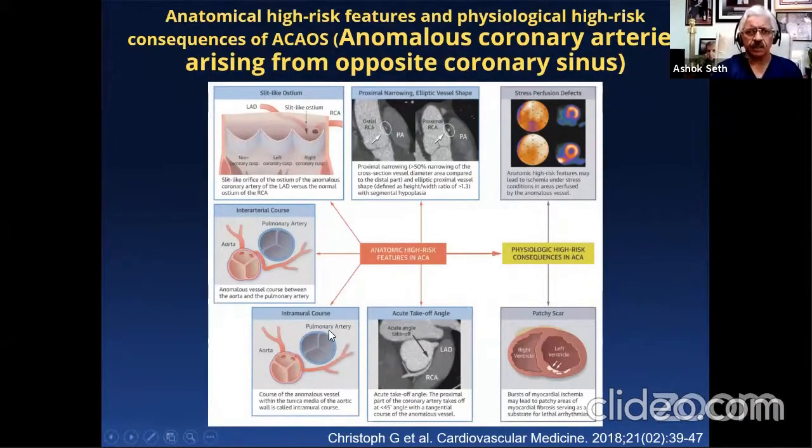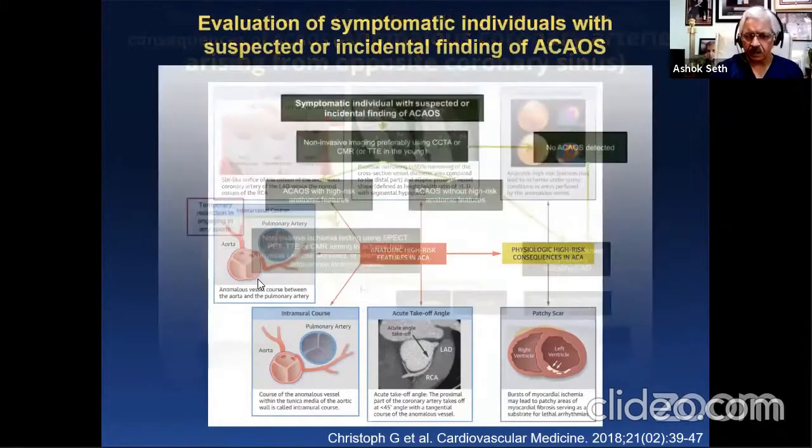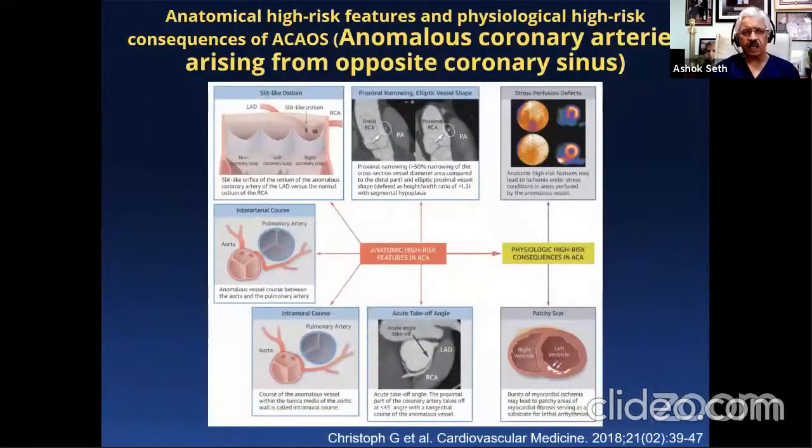abnormalities in their origin. For example, you can have an interarterial course. By the way, let me just go back. You have an interarterial course of the right coronary artery arising from the left coronary sinus, which is not so bad, and we'll come to that. But of course, if you've got a left main which arises from the right coronary sinus and follows the course between the pulmonary artery and the aorta, then of course, that's a malignant course.